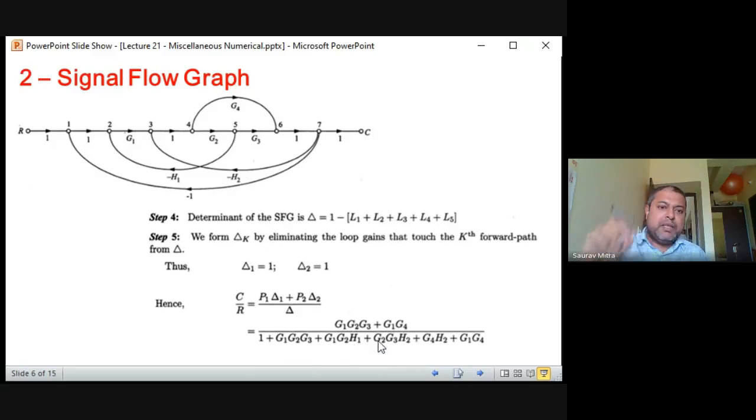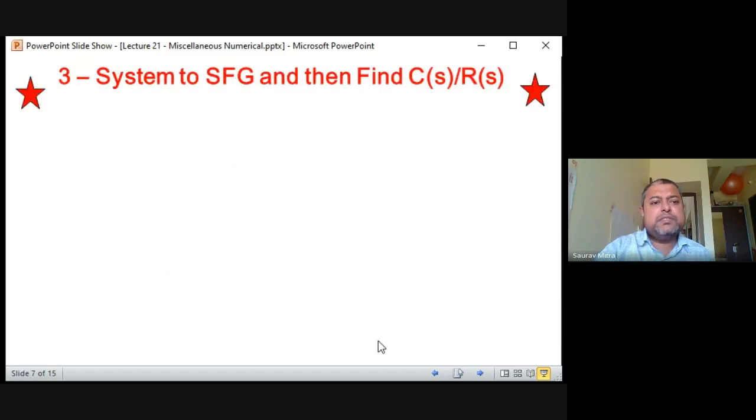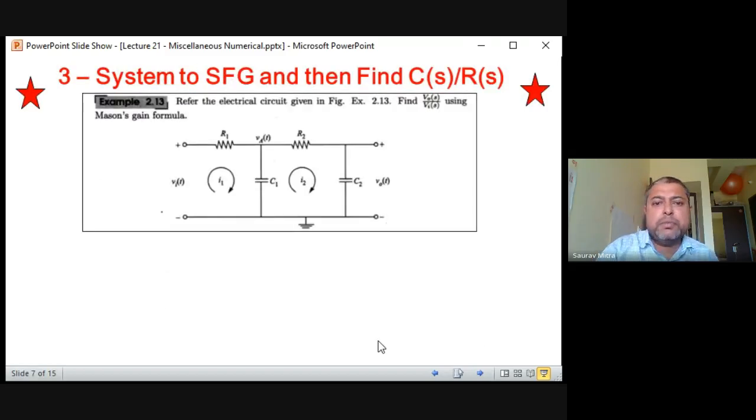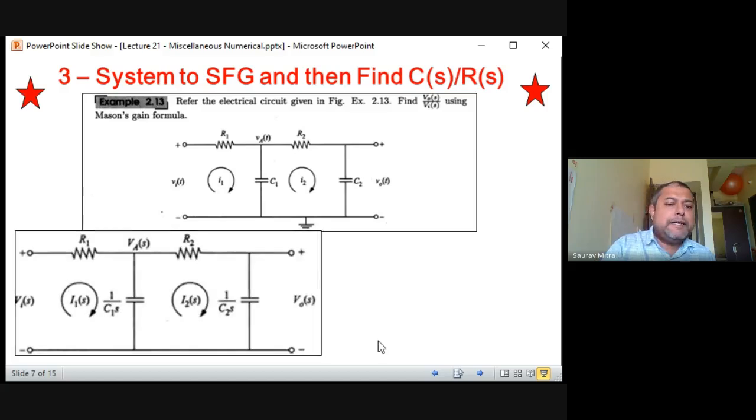Numerical is done. There is a second numerical which is also very special, and the third numerical is too much special because it's the first time we are converting a circuit into a signal flow graph. So this is very important. From a circuit I can ask you to convert it into a block diagram and then solve, or from a circuit I can ask you to convert it into a signal flow graph and then find the transfer function. So here the input is given, and the main thing you have to check is that this is C1 and C2.